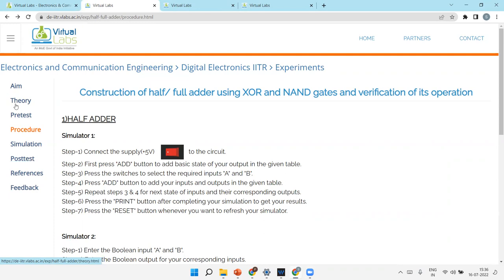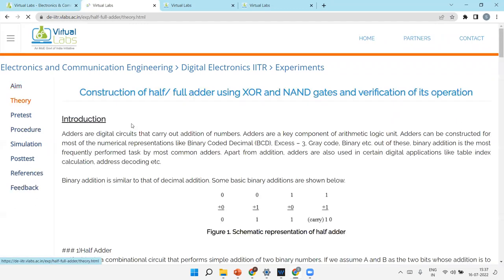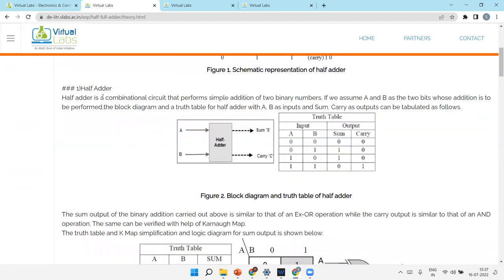So now today's aim is we are doing the experiment of half adder and full adder using XOR and NAND gates, and we verify it through the simulation. Theory, I'm explaining in brief. Otherwise, if you want, I can prepare a separate lecture for a detailed explanation of this. Okay. So half adder means the adder which adds two binary numbers.